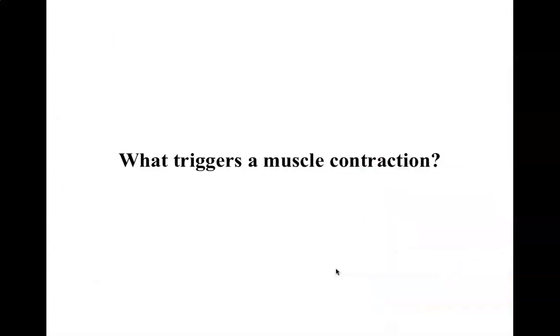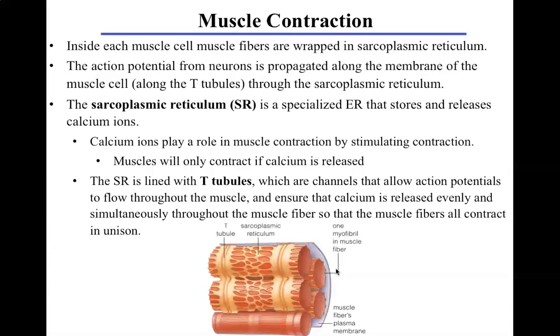All right, so what triggers a muscle contraction? So if you think about it, you can contract the muscles in your hand and make a fist. Right, so what's going on there? Well, skeletal muscle is controlled by your brain, right? It moves voluntarily. And so your brain is going to send a nervous signal down to your muscles, and it's going to tell them to contract.